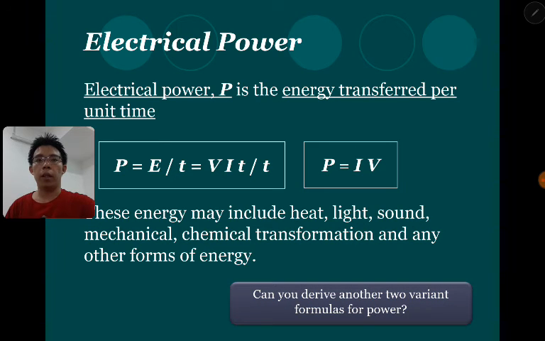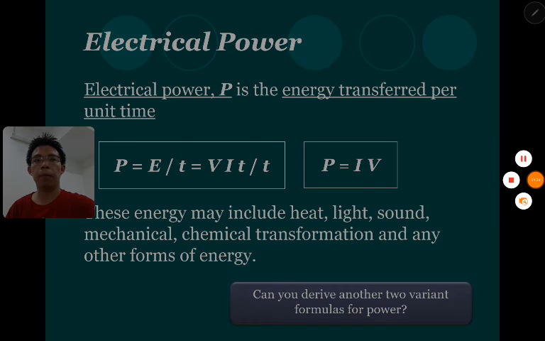So we have an equation of P equals IV here. Can you derive another two variants of the formula for the power? That would require the equation of resistance, R equals V over I, according to Ohm's law. We'll look at Ohm's law later, but just R equals V over I. You can derive another two variants of that. You can pause the video before I show you the answer.